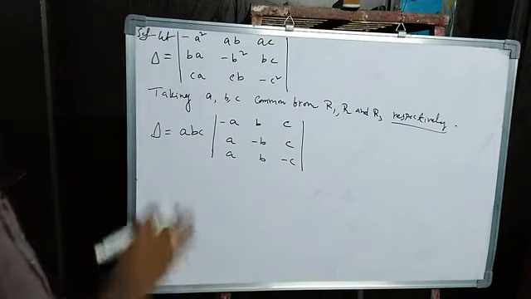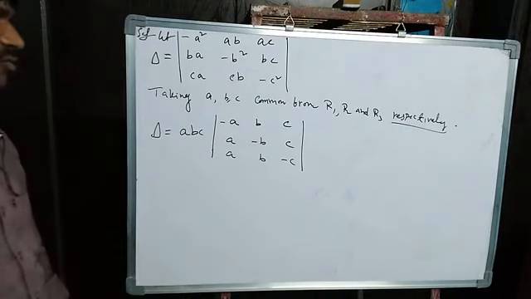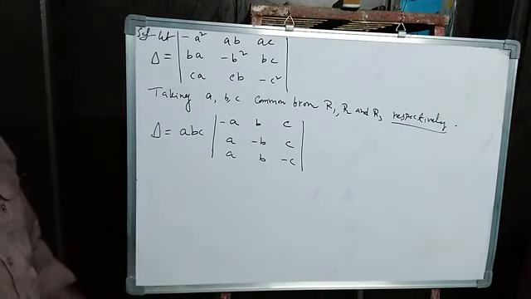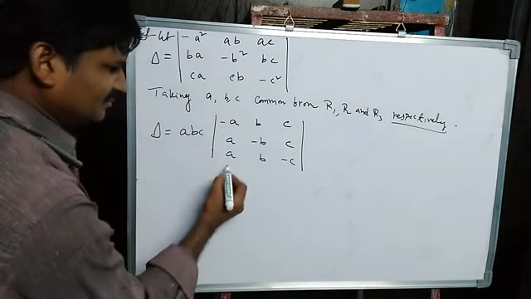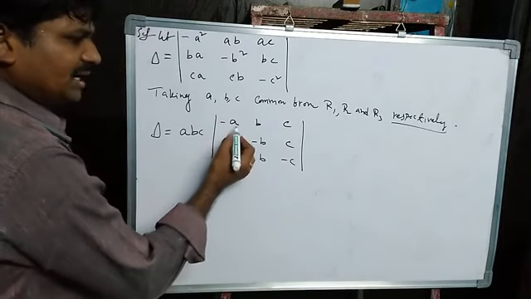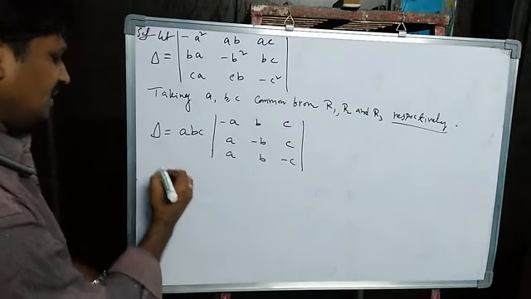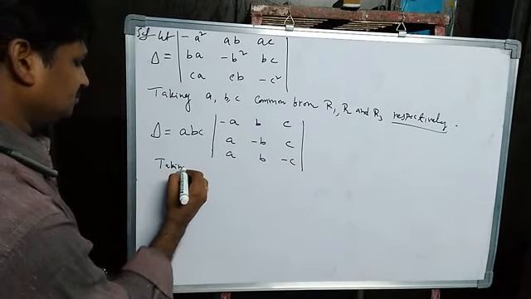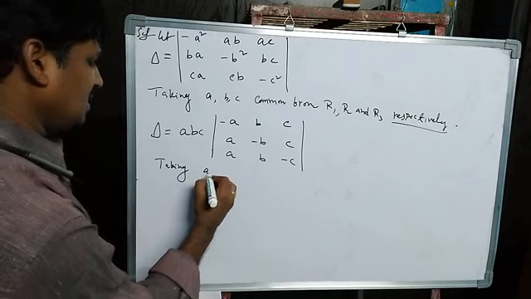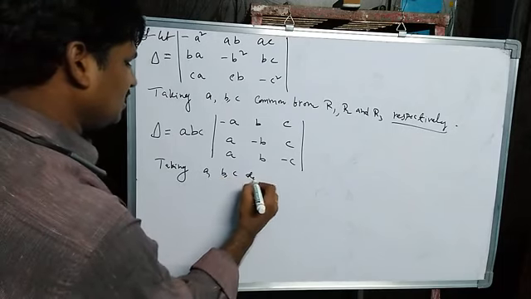Clear? Again, if you observe this question, one more thing you will get common. What? From column 1, you can take out A common, from this one B, from this one C. Now again taking A, B, C common.